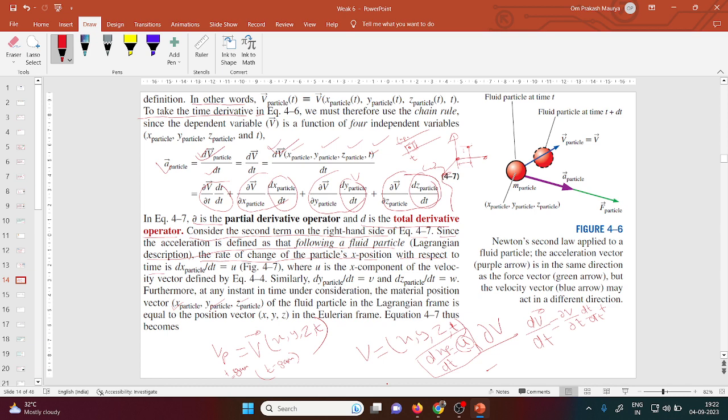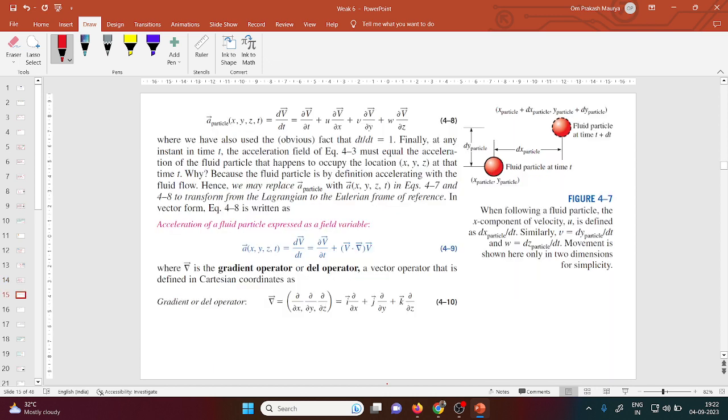These are the distances from the origin. The position of the fluid particle in the Lagrangian frame is equal to the position vector in the Eulerian frame. So here is a very important concept: how one thing is shifted from Eulerian to Lagrangian, and from Lagrangian to Eulerian, from this to this. So what is written here? Furthermore, at a particular time under consideration, the material position vector, that is the xyz of the fluid particle in the Lagrangian frame, is equal to the position vector, that is the xyz in the Eulerian frame. So your equation now turns out like that, that dt by dt is equal to 1.